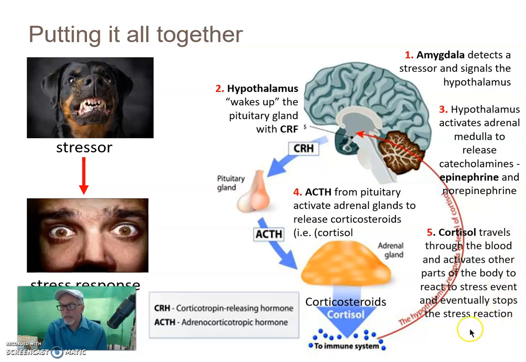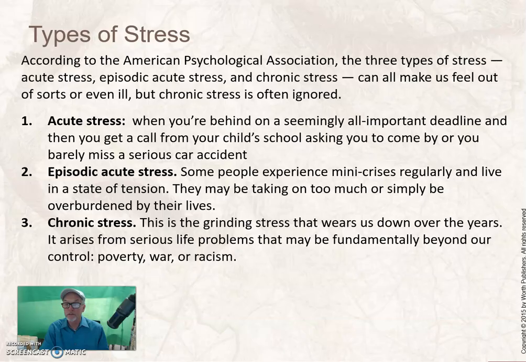Interestingly, too, cortisol, which initiates the stress response by activating multiple systems of the body for stress response, is the same corticosteroid that, when it circulates back through the brain, shuts it off. So cortisol facilitates the stress response, but is also the same hormone that stops the stress response.